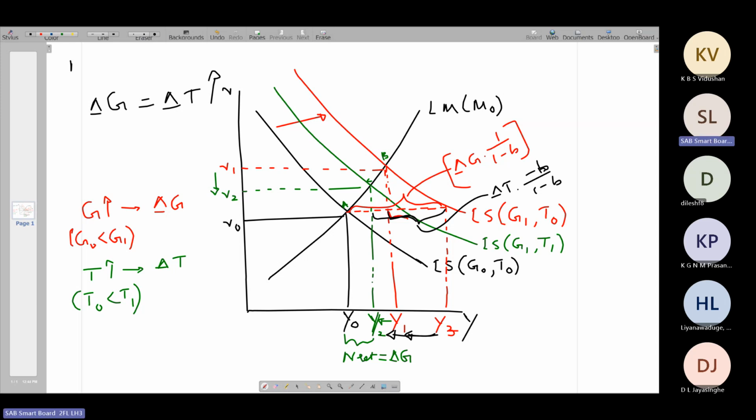Now finally, the net effect is this. You can see the net effect, right? So that is the delta G. This is the net effect, delta G. Finally, net effect Y0 to Y.